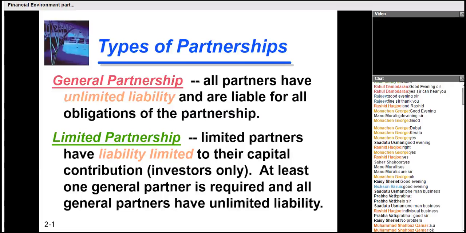And for the limited partnership, what will happen? For the limited partnership, that partner will be limited, and he will not be acting as a management.